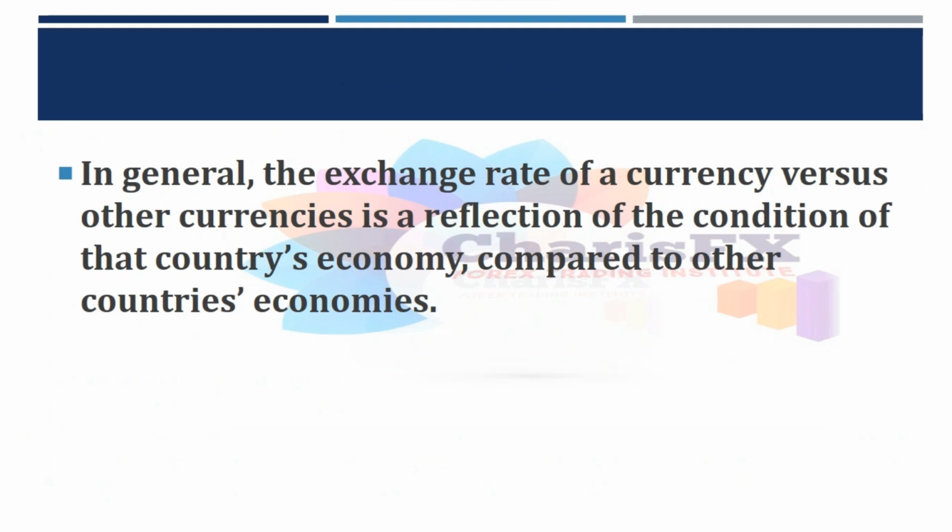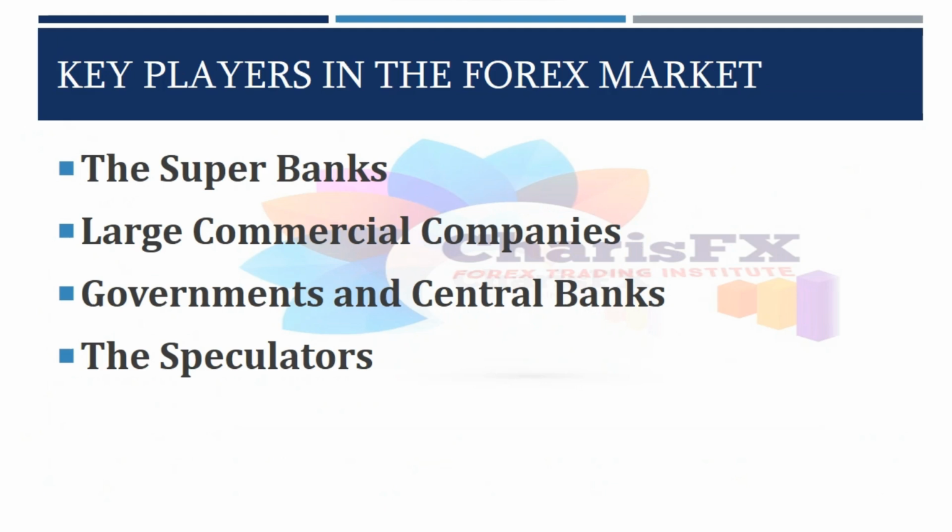So, who are the key players in the Forex market? The key players are basically the super banks, the large commercial companies, government and central banks, and speculators. Retail Forex traders fall under the speculators. When I say retail, I'm referring to individuals. Individual traders, we all fall under the category of the speculators. You can refer to the super banks, large commercial companies, government and central banks as the institutions. There are basically two groups in the Forex market: the institutions, or market makers, and the speculators. They are the institutions. We are the speculators.